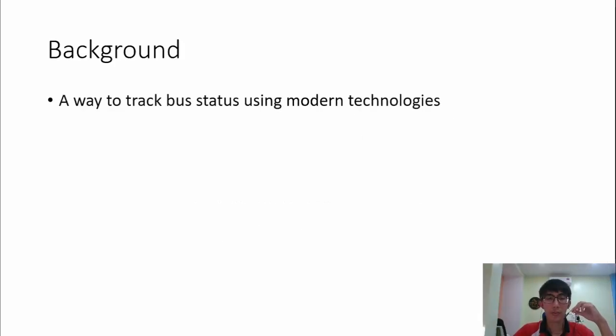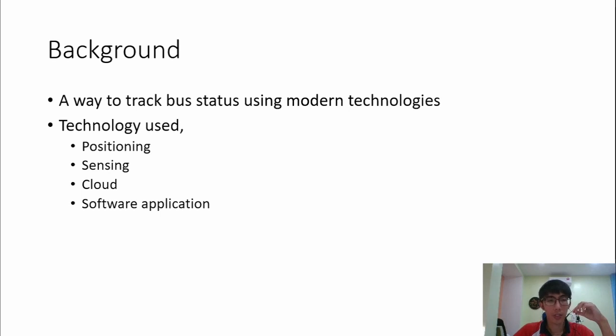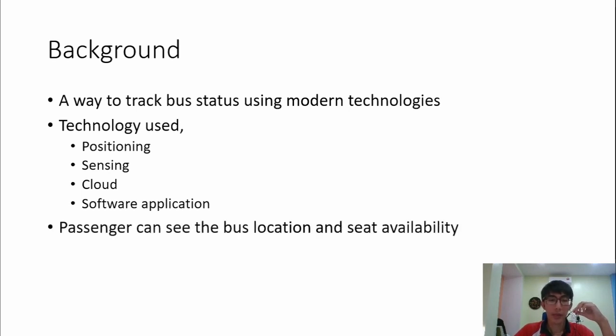A smart bus tracking system is a way to track bus status using modern technologies. These technologies include positioning, sensing, cloud, and software application. With a smart bus tracking system, passengers can see the bus location and seat availability in real time, allowing them to make decisions around it.